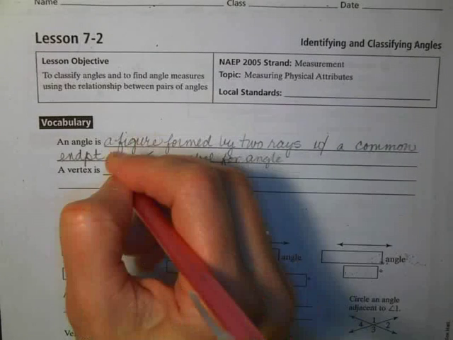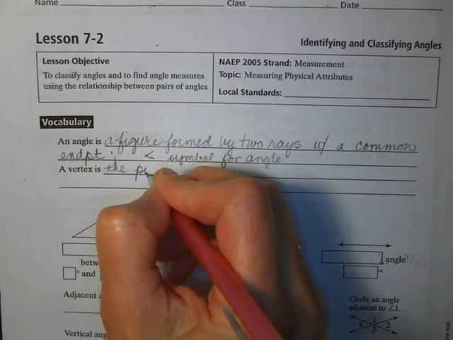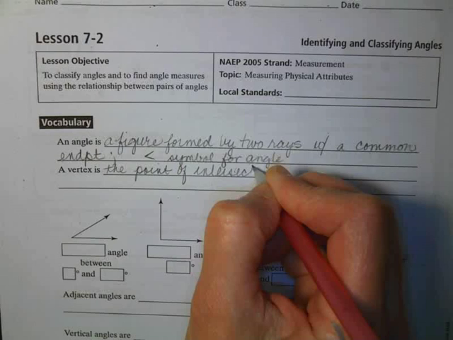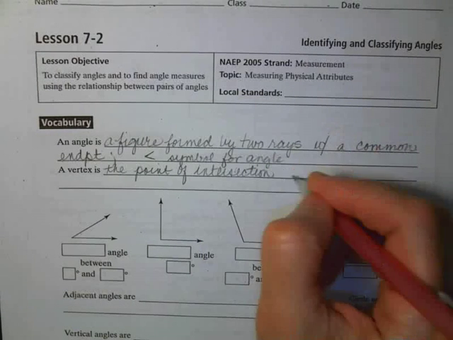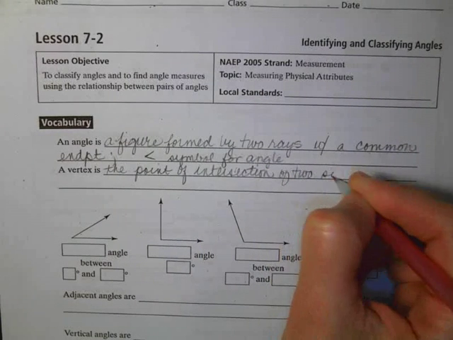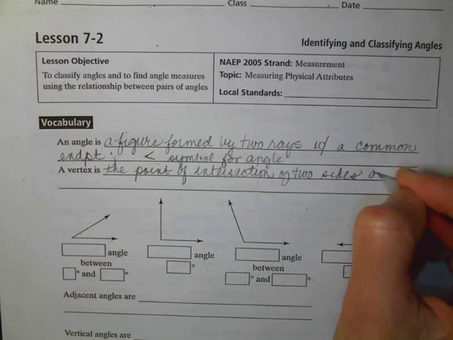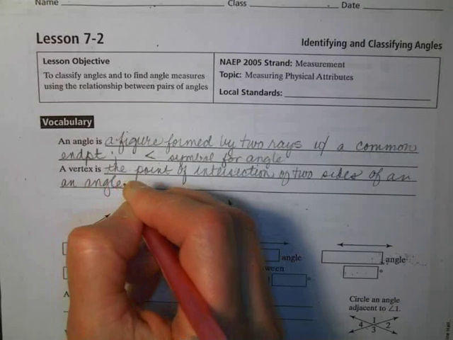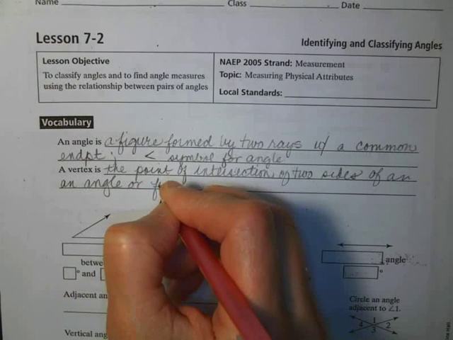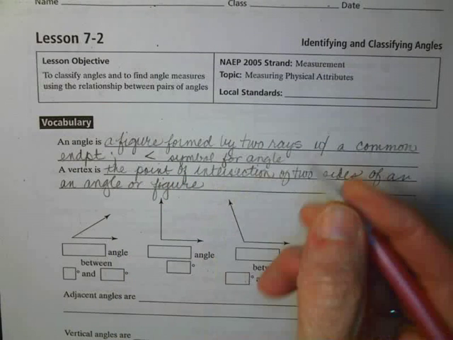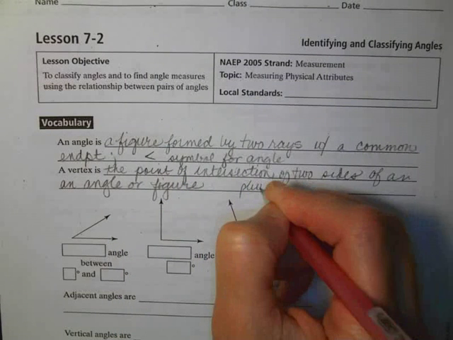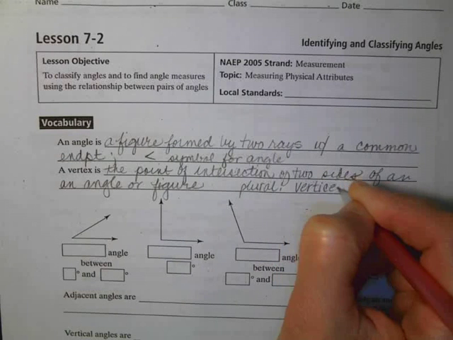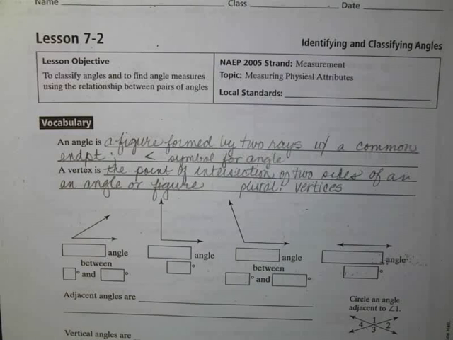Okay, a vertex is the point of intersection of two sides of an angle or figure. Okay, and it has an irregular plural, and that would be vertices, V-E-R-T-I-C-E-S, vertices, means more than one vertex.